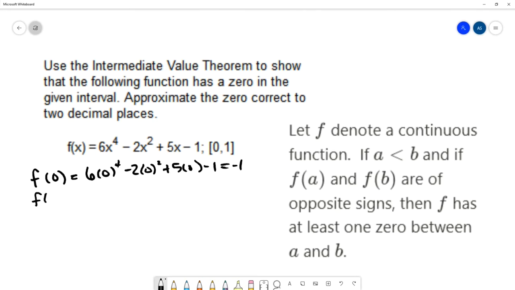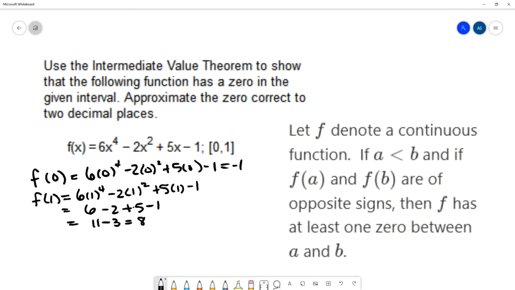And we need to test f of 1. That's 6 times 1 to the 4th minus 2 times 1 squared plus 5 times 1 minus 1. That would be 6 minus 2 plus 5 minus 1. So 11 minus 3 is a +8.